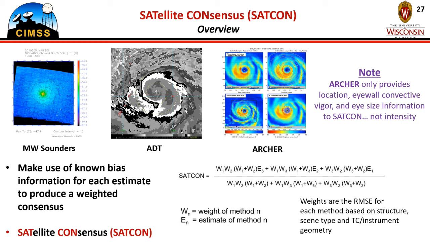A weighting scheme utilizes each method's bias and RMS values for different scene types for the ADT, and also instrument scan angle geometries for the microwave sounders. So all of these different elements are placed into the regression equations, and it is used to derive the SATCON estimate.